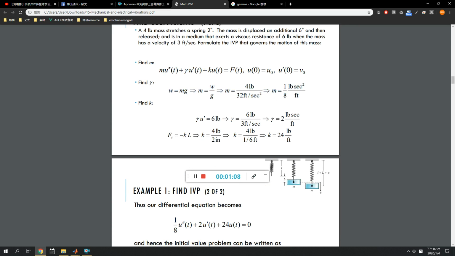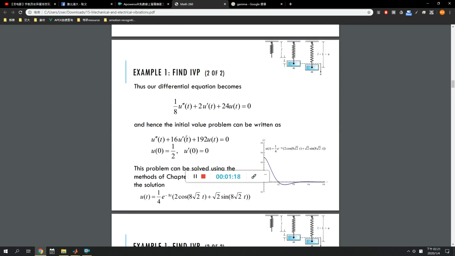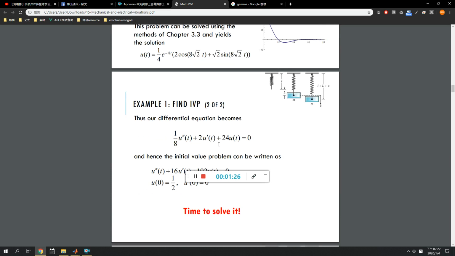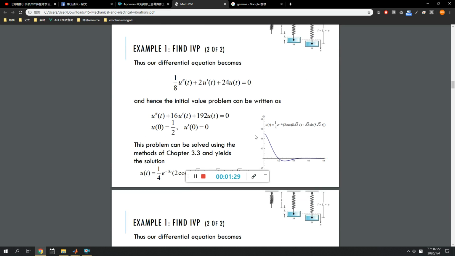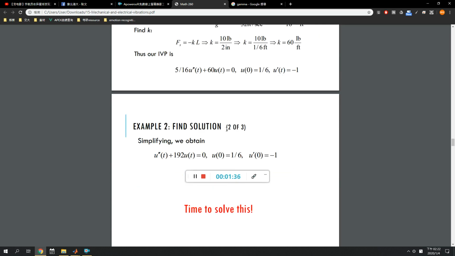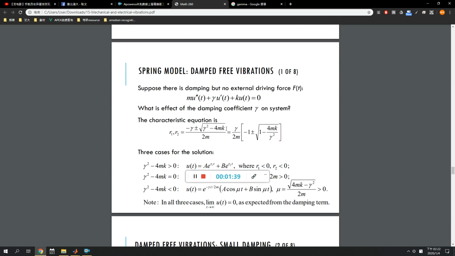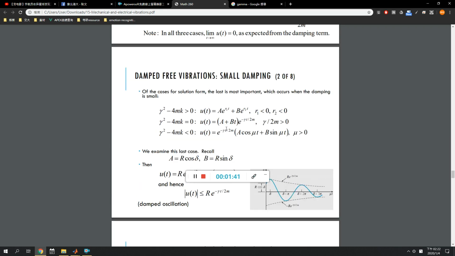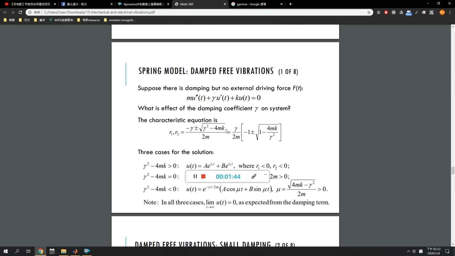So m is equal to 1/8, gamma is 2, k is 24, and the initial condition for u is 2.5 and 0. Taking these, we can solve the damped system, for the undamped, underdamped, critically damped and overdamped cases.